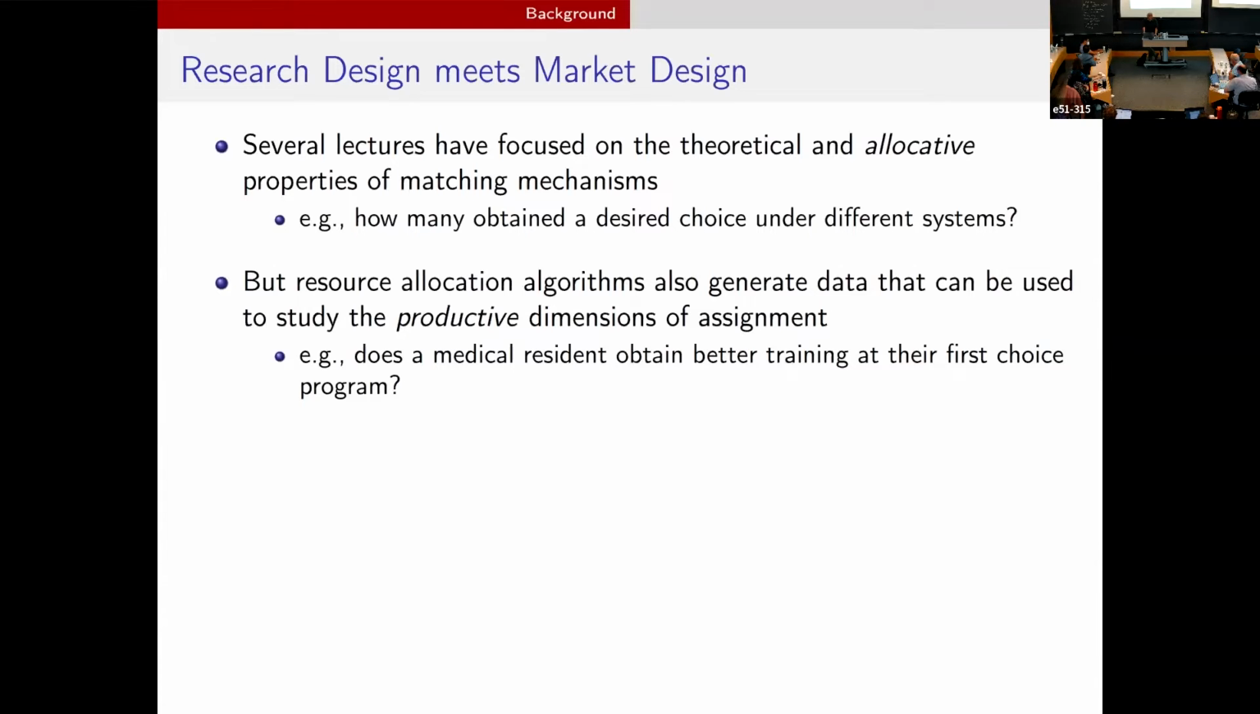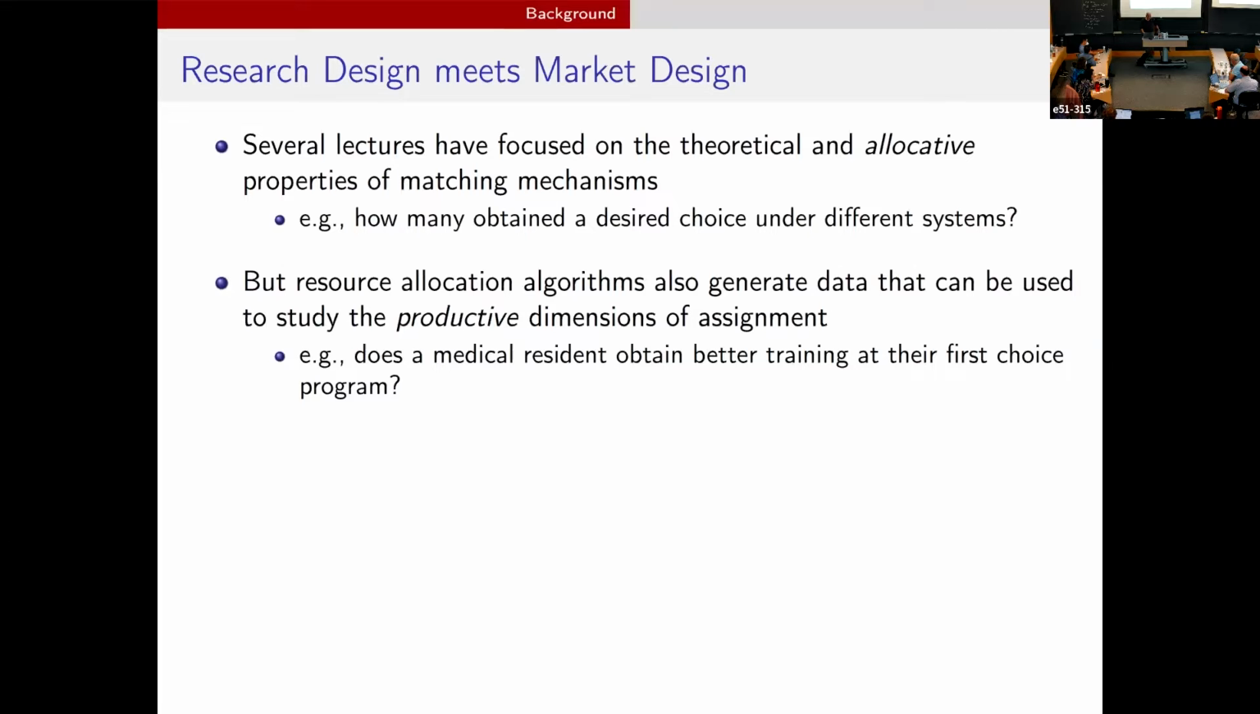Now, another aspect of judging the performance of allocation systems is by asking questions about the productive dimensions of the assignment. For instance, does it matter if a medical resident gets their first choice in terms of their medical training? Do they become a better doctor? Does someone who got one of their choices in a public housing allocation system and got to move to a certain neighborhood actually get some labor market benefits of that allocation? Does a student who got assigned one of their most preferred choices learn more by attending the school that they wanted most?